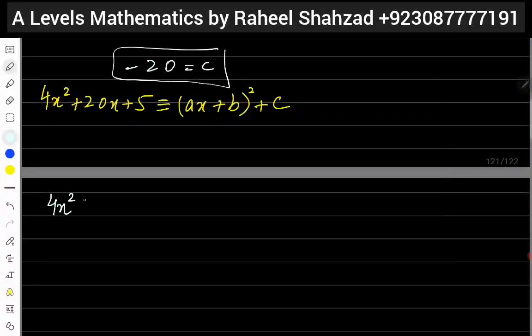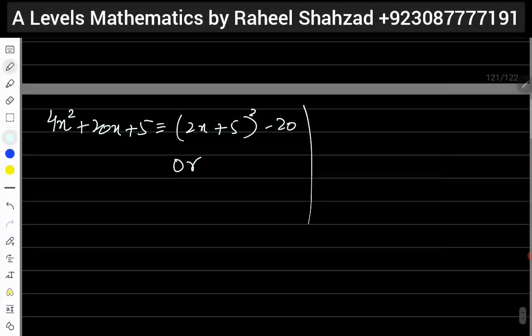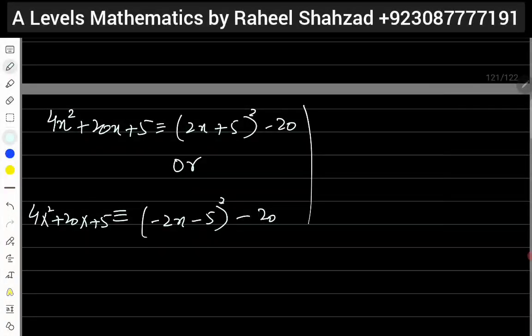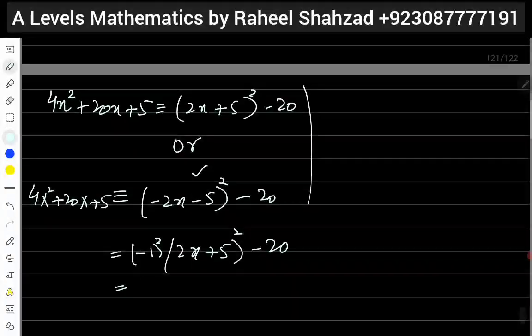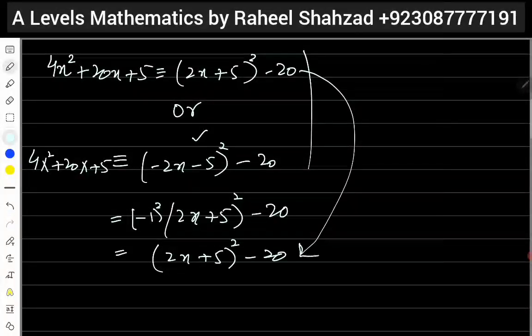So 4x square plus 20x plus 5 is equal to 2x plus 5 whole square minus 20, or 4x square plus 20x plus 5 can be written as minus 2x minus 5 whole square minus 20. Now since it's a square, you can take minus 1 common, which eventually gives the same result. So minus 1 square would be plus 1. So 2x plus 5 whole square minus 20. So both the results are exactly the same.